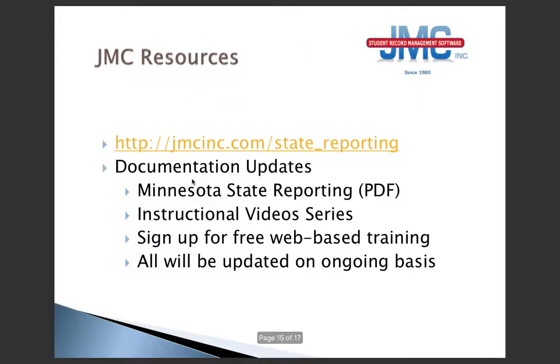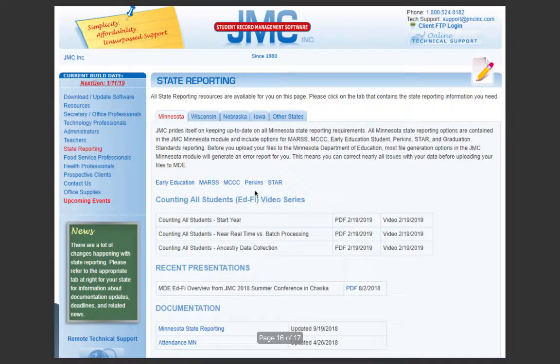Okay, next, as you know, on our jmcinc.com page, we have a state reporting page. On the state reporting page, we've always had lots of great resources for MARSS reporting, for the Minnesota Common Course Catalog, and all kinds of great resources there. We have all kinds of documentation updates, including PDFs and instructional video series such as this. You can sign up for free web-based training. Also, they will be updated on an ongoing basis. That's this page right here, under state reporting. Minnesota is the first tab. Here's some great information, including links out to this video which you're watching and links to future videos as well. And actually, you can click on these, and these will take you down to those specific items under Minnesota State Reporting.